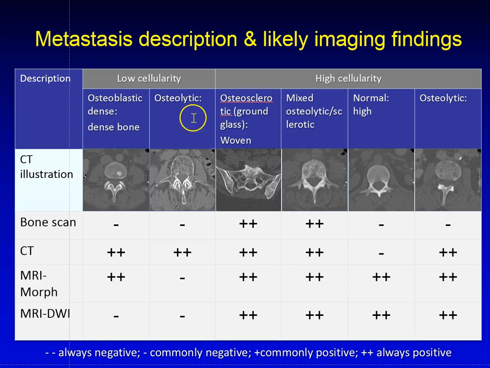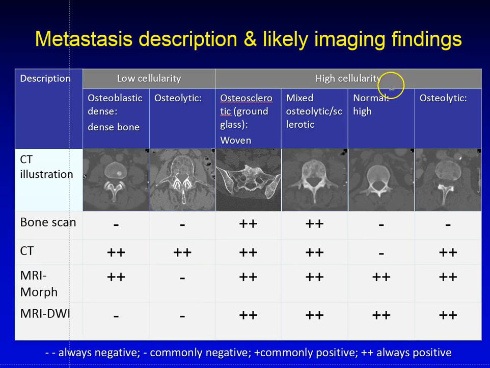Well, this is classically the appearance that you would see in multiple myeloma, this particular pattern. And if you were to do bone scans and CT scans and MRI scans, what you would find is that in this particular instance, the CT scan and the morphological MRI scans would be abnormal, but the bone scan and the DWI would be negative. In this particular pattern, which is the multiple myeloma pattern, you can see only the CT scan is normal and the other techniques are not abnormal.